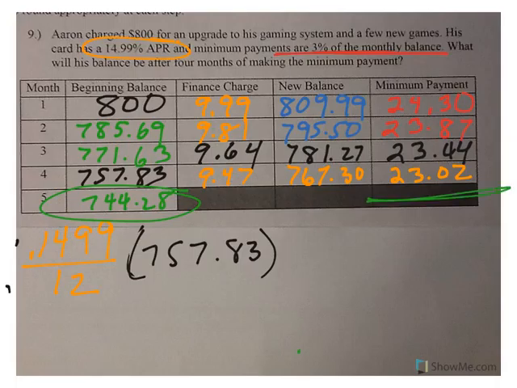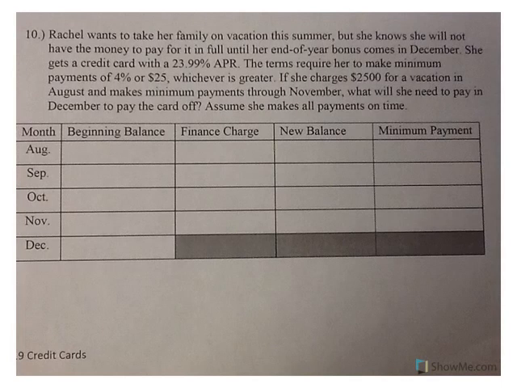Even though he's paid more than $90, his bill has really only gone down by about $56 because of finance charges. And this is why credit cards want to loan you money, because they're going to make money on the finance charge.